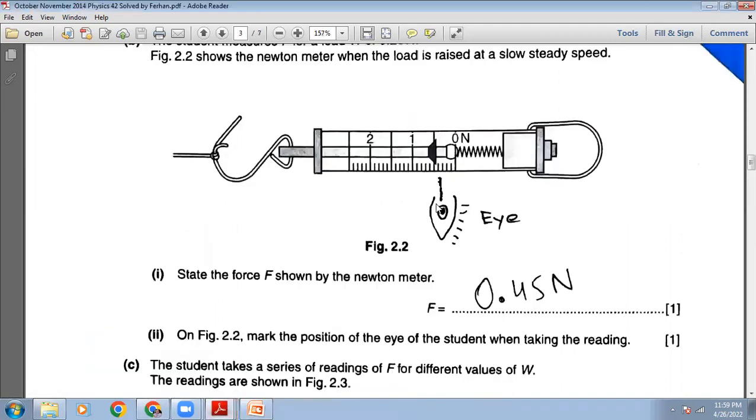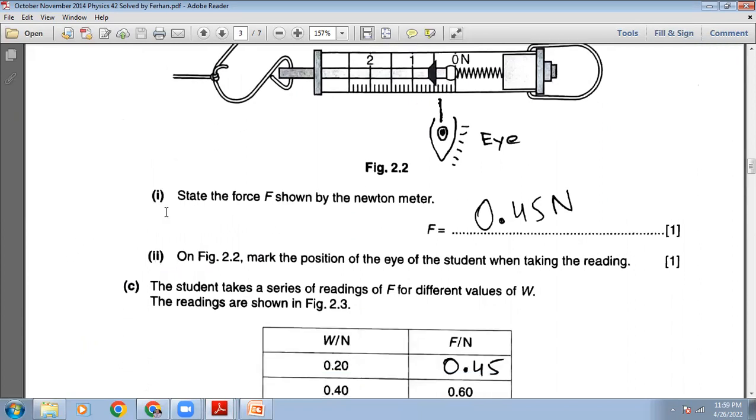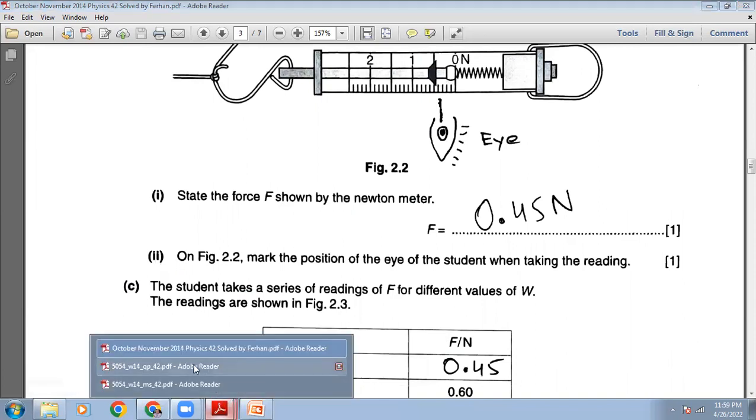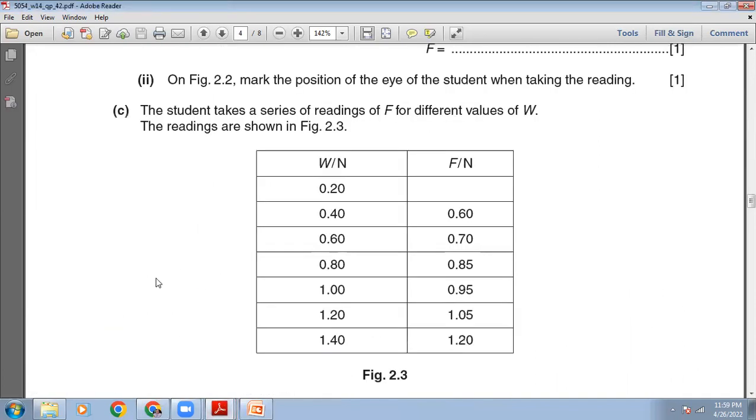Remember this thing, the eye should be perpendicular to the scale from where you are taking the reading. So this is how you draw it. It's a 1 mark question, so we are good. Then he says the student takes a series of readings for F for different values of W. The readings are shown in figure 2.2.